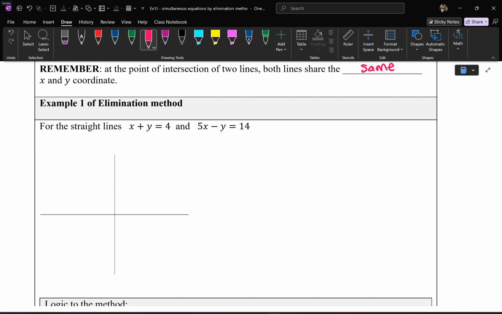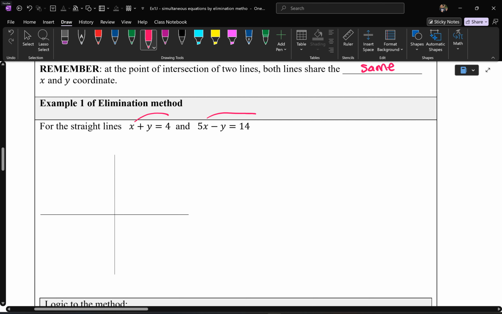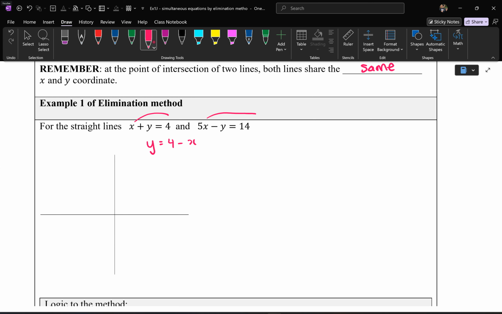With substitution, what you'll likely do is you rearrange them to get y equals 4 minus x, and this one would be y is equal to 5x minus 14, right? Instead of doing that, that takes one extra step. So the elimination method likes it if you keep the x's together, so x plus y equals 4. And then the other one is 5x minus y is equal to 14. They call this equation 1, and they call that equation 2.